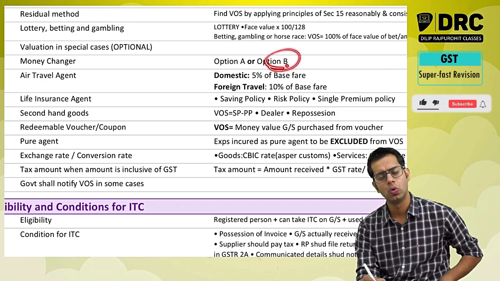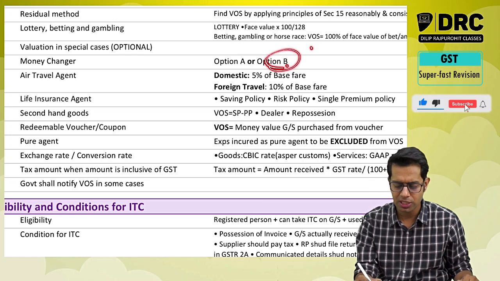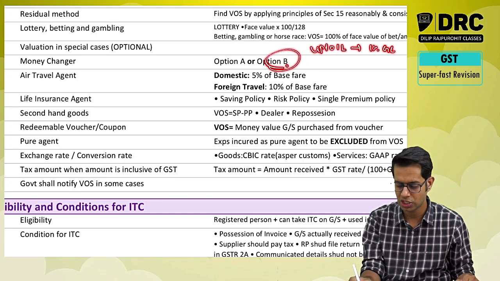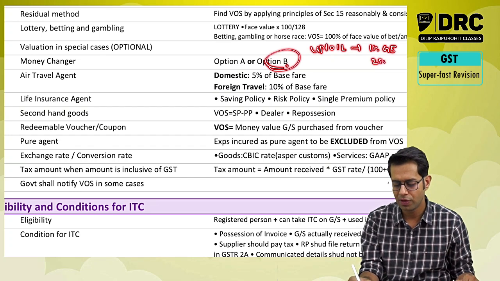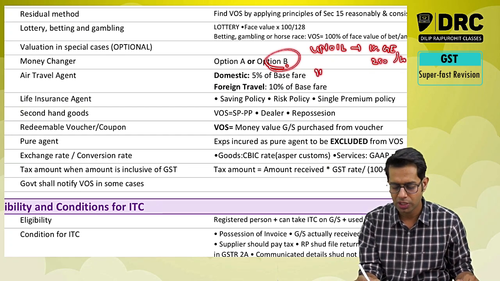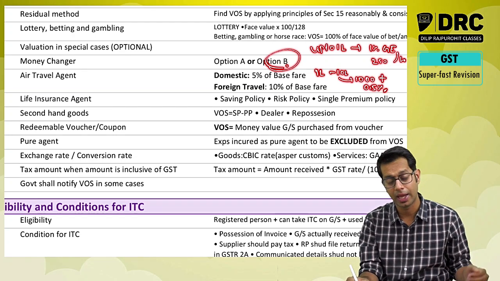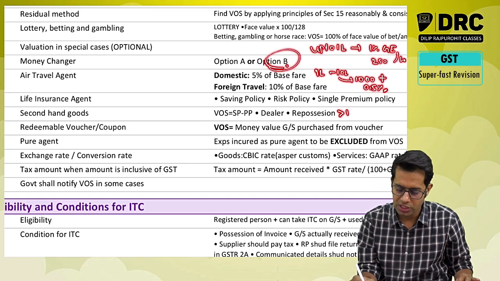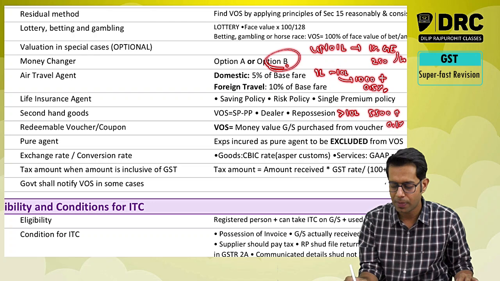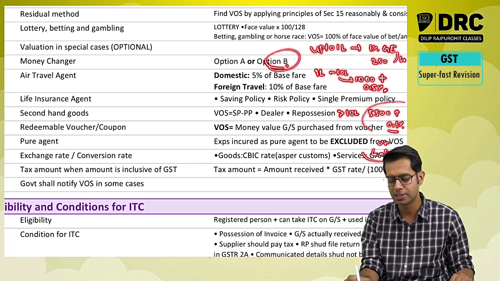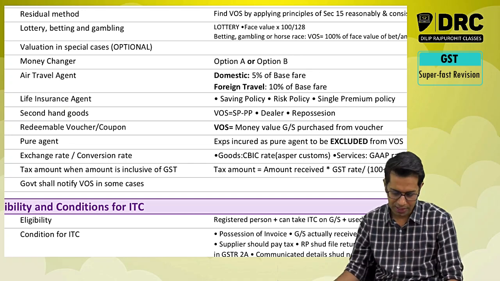In option number 2, they have given a slab basis. If you are exchanging currency up to rupees 1 lakh, then the value of supply will be 1% of the gross currency exchanged or rupees 250, whichever is higher. If you are exchanging from 1 lakh to 10 lakhs, then it is 1000 rupees plus 0.5% of the gross currency exchanged above rupees 1 lakh. And if you are exchanging more than 10 lakh rupees, then 5500 plus 0.1% of the gross currency exchanged above rupees 10 lakhs, or rupees 60,000, whichever is less, will be taken as the value of supply.